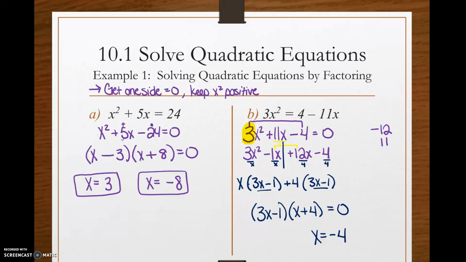What about the other one? Off to the side, you can write down 3x minus 1 equals 0. Add 1 to both sides. Divide both sides by 3. X equals 1/3.